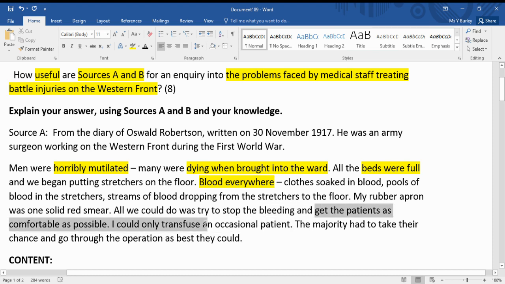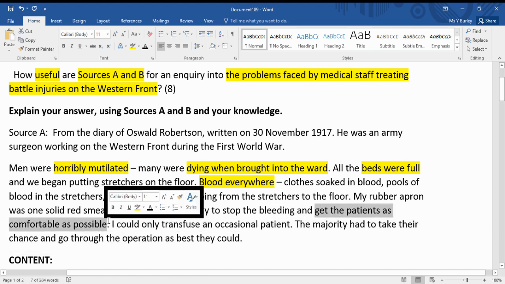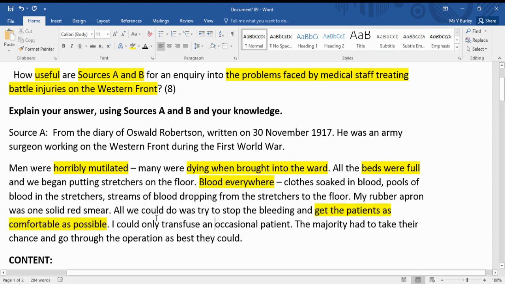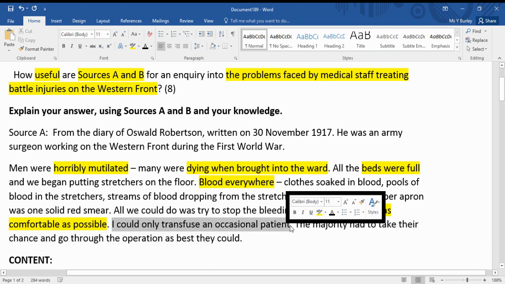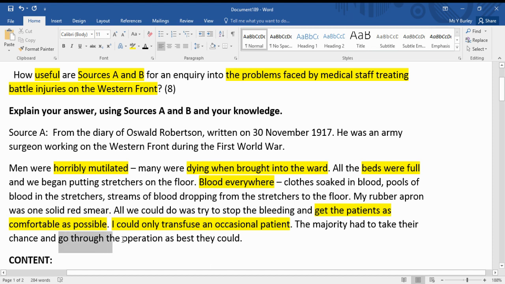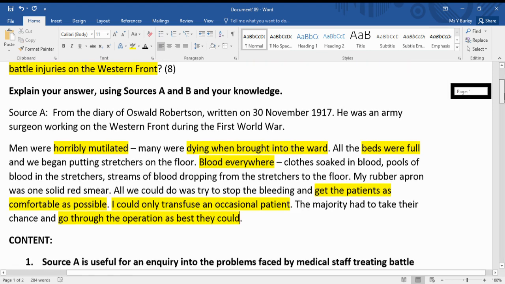Okay, this is telling us that there were a few limitations to what they could do to help everyone that entered this area. I could only transfuse an occasional patient. Okay, so a bit about blood transfusions there. The majority had to take their chance and go through the operation as best as they could. Okay, so I've got some of the problems.